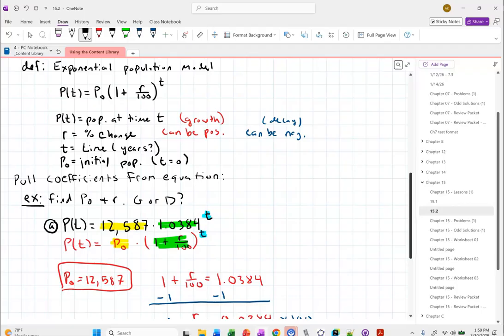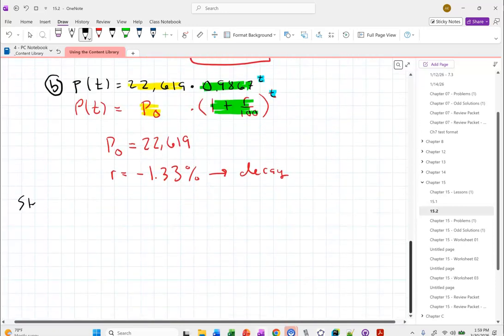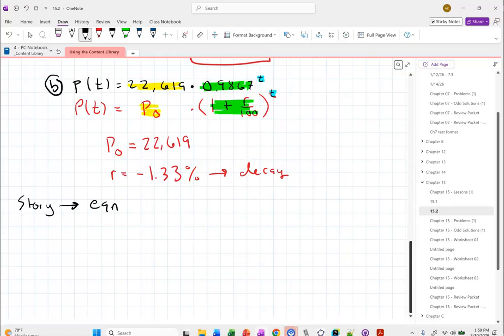Neurons are firing. What we've just done is we took an equation and pulled the coefficients off of it. What we're going to do next is take a story and build the equation from it.